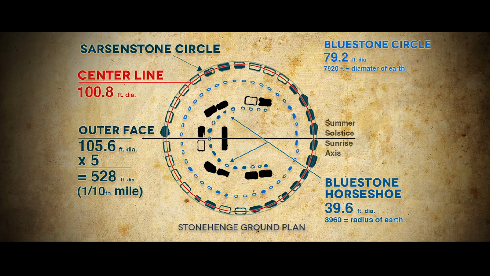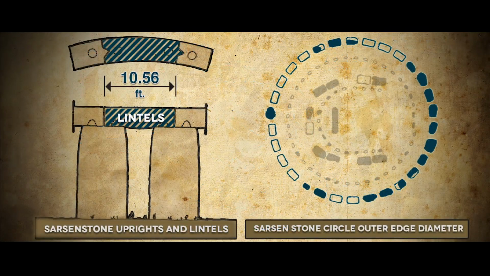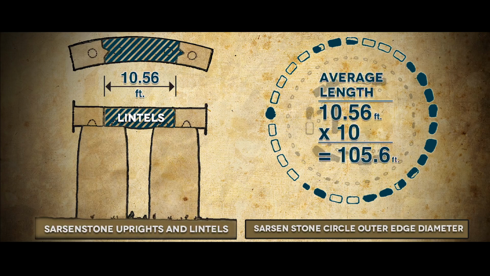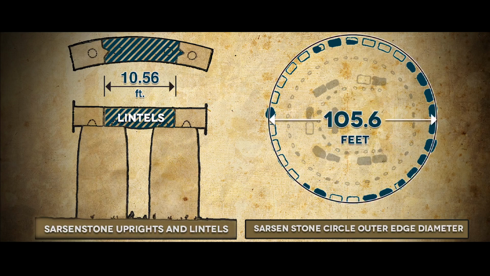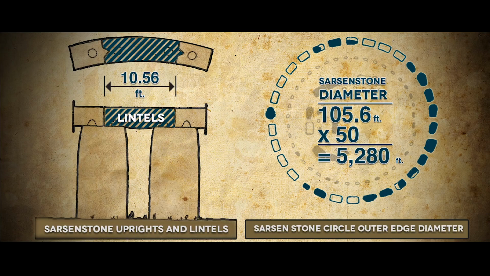The average length of the sarsen stone lintels, which is this, 10.56. So this average length of the uprights and the lintels that separate them is 10.56 feet. Multiply that by 10, you have the overall diameter of the structure. Multiply that by 50, and you have exactly the British mile that we've inherited, which is now the American mile, since the British don't use that mile anymore, they use kilometers.